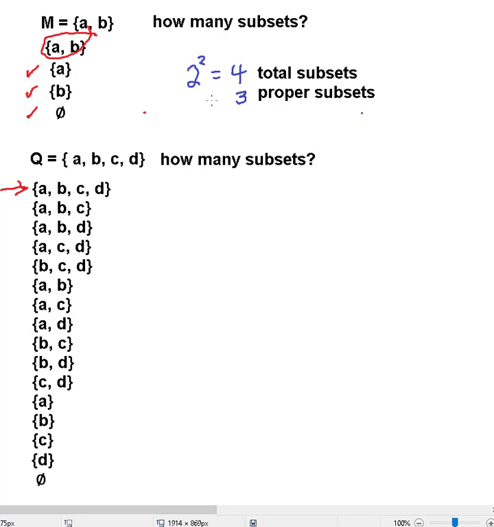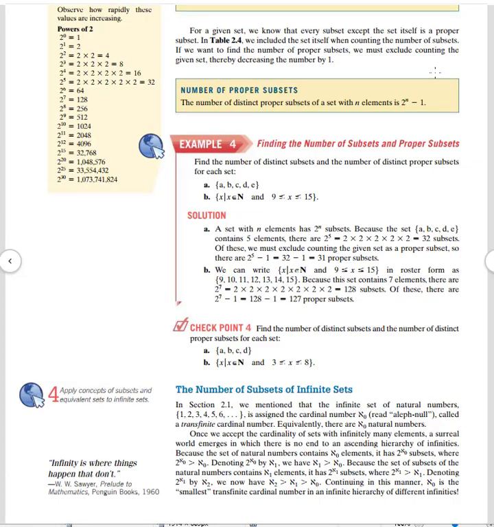And with set Q, it has 4 elements, so I can say 2 to the 4th power equals 16. That's how many total subsets there are. I can take 1 away from there and I get 15 proper subsets. And that will work on any sets. So if we look at our final example here, example 4, part A, how many elements? There's 5. So I can say 2 to the 5th power gives me 32 subsets and 31 proper subsets.